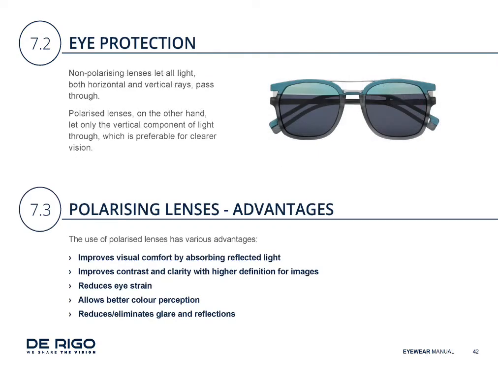Eye protection. Non-polarizing lenses let all light, both horizontal and vertical rays, pass through. Polarized lenses, on the other hand, let only the vertical component of light through, which is preferable for clear vision. Polarizing lenses advantages. The use of polarized lenses has various advantages. It improves visual comfort by absorbing reflected light, improves contrast and clarity with higher definition for images, reduces eye strain, allows better color perception, and reduces or eliminates glare and reflections.